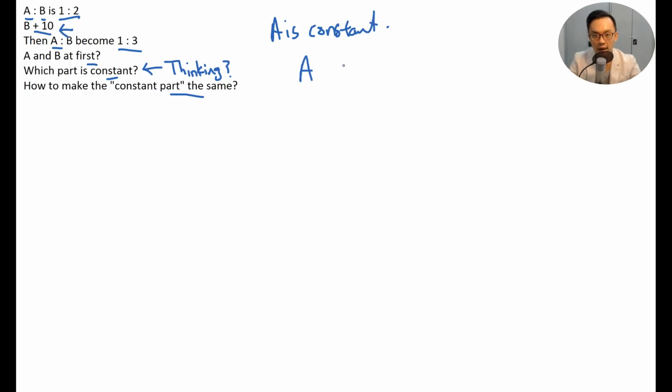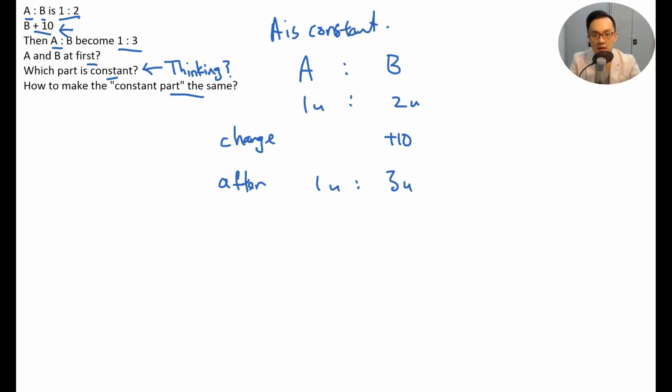So if I write A is to B, at first it is 1 is to 2. And the second part I need to write is the change. The change is B plus 10. So again, this is 2 units, and then after, it is 1 is to 3 units.